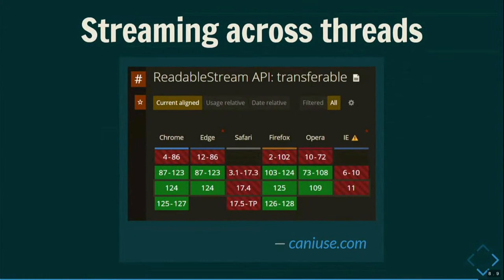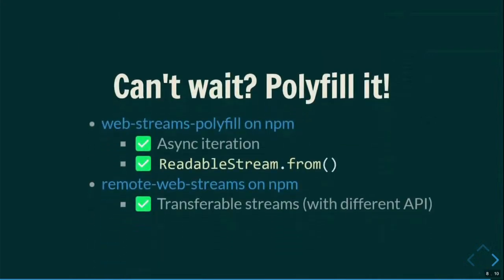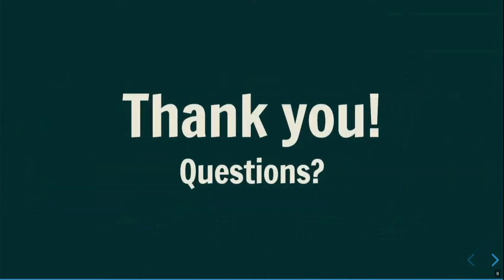Now, transferable streams are pretty well supported, actually. So Chrome and Firefox, again, Safari, catch up, please. But the good thing is, if you can't wait, you can polyfill all of these features. So again, I maintain the WebStreams polyfill. This has support for async iteration. This has support for readable stream from. And if you want to use transferable stream, the API is a bit different, but I also have an NPM package for that. So there's no reason not to use streams. You can. So go for it. That is all I've got today.